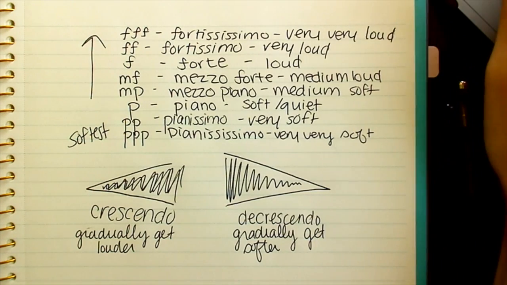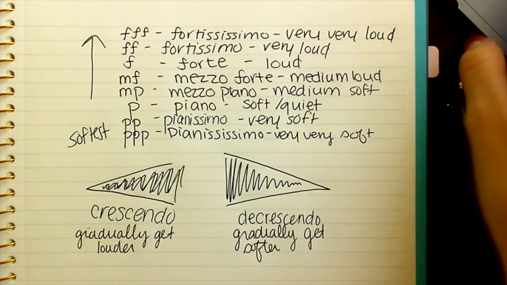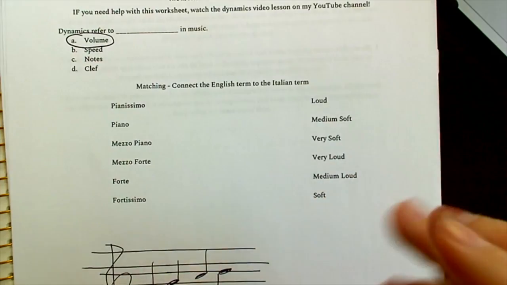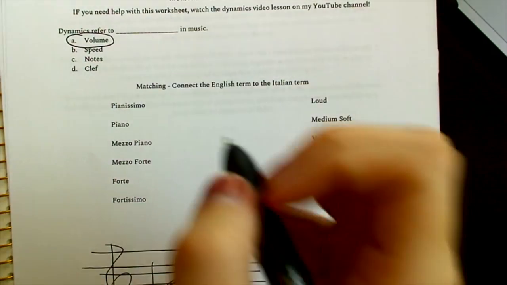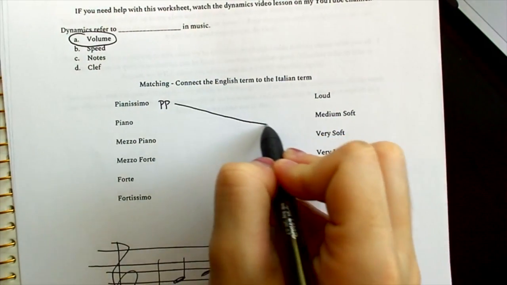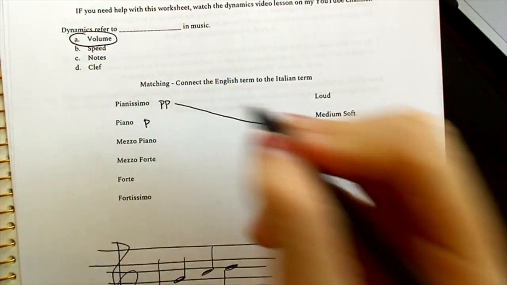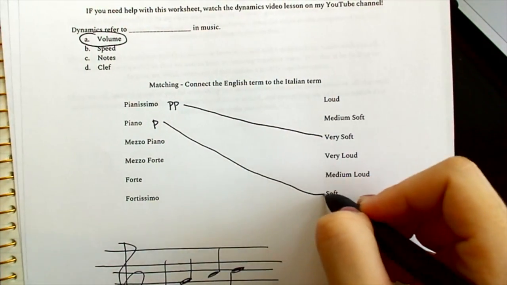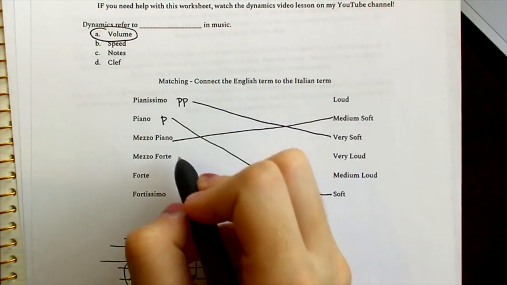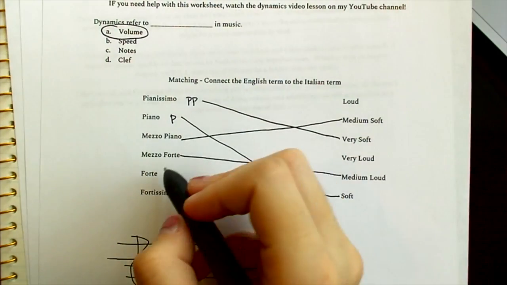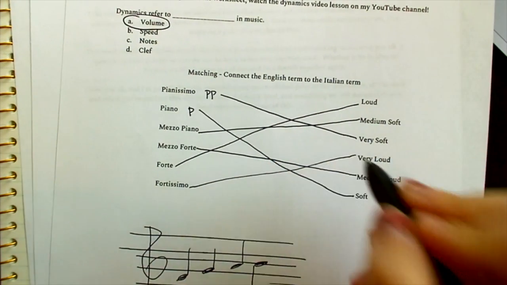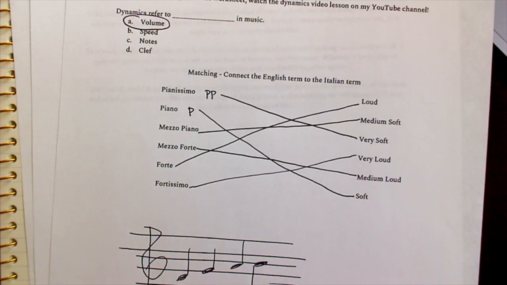It's a pretty simple concept. And if you still need help with this after, let me know. Let's look at that paper assignment real quick, though. So you're matching the English term to the Italian term. So pianissimo. We know that would be PP, and that means very soft. So we'd go over here and match it to very soft. Piano, or P, that would be soft. Mezzo piano, MP, that means medium soft. Mezzo forte, that's medium loud. It's just a matching. Forte, that means loud, F. And then fortissimo, all that's left is very loud, but that's okay because that's also what it means. So that is dynamics.